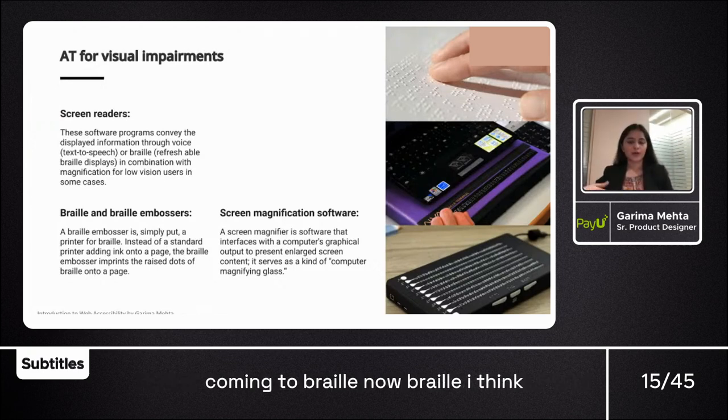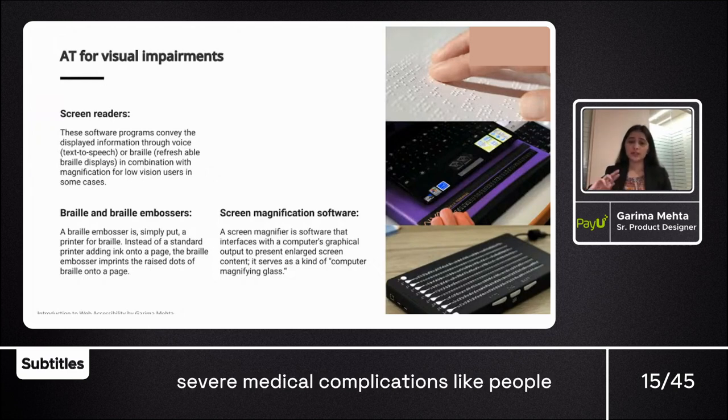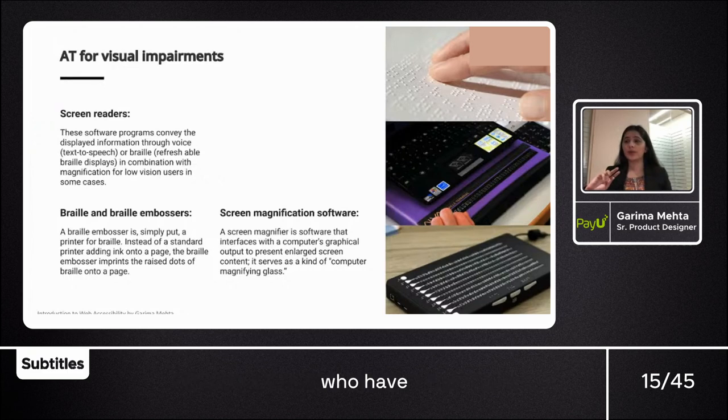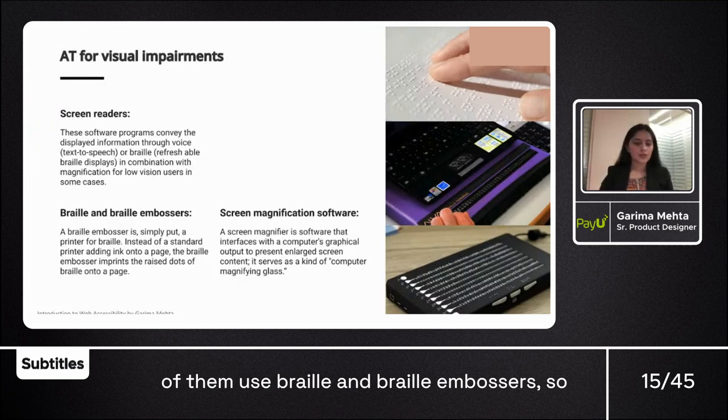Coming to Braille. Now, Braille, I think a lot of people already know. When there are severe medical complications, like people who have auditory hearing problems as well as visual problems, a lot of them use Braille and Braille embossers. So a quick video on how Braille works.